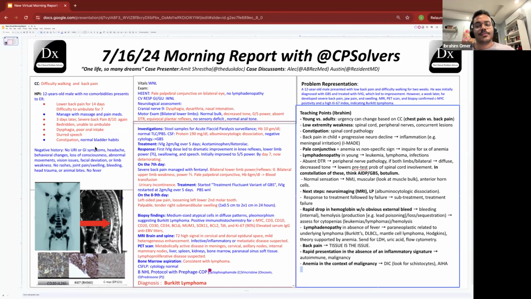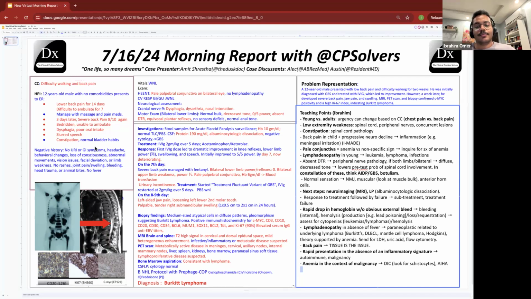And if a patient has normal sensation, just like our patient did, you want to think about the neuromuscular junction and the muscle itself, but you also want to look at the muscle bulk, and you can also think about anterior horn cell involvement. For the next steps, we agreed that we would order some neuroimaging as well as an LP to look for albuminocytologic dissociation. And then when we heard that the patient had a rapid drop in their hemoglobin level without an obvious external bleed, we were thinking about an internal bleed, but also hemolysis.